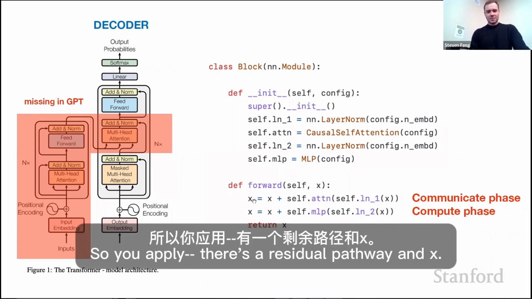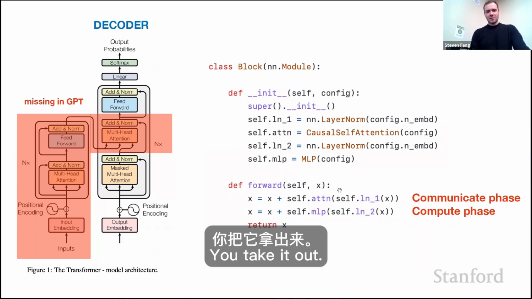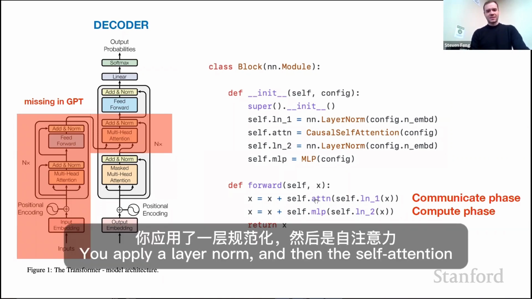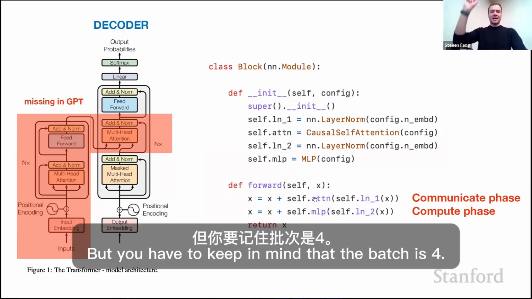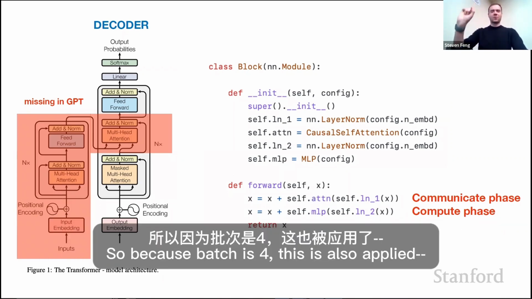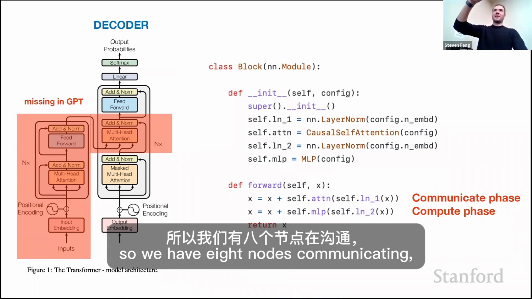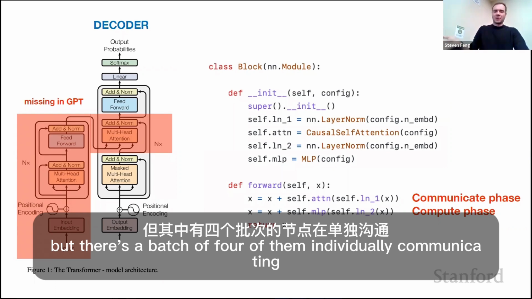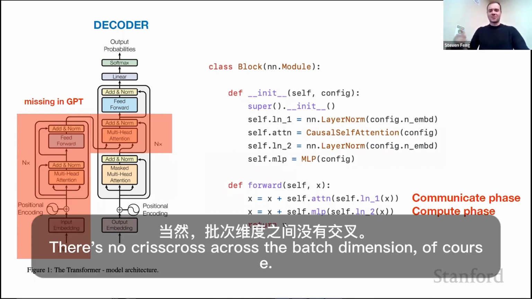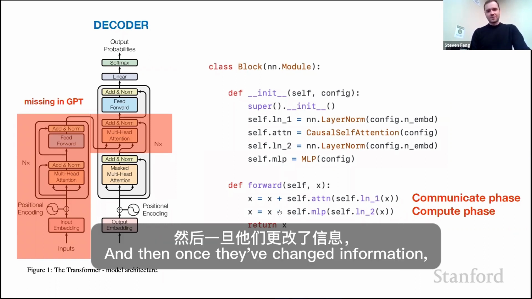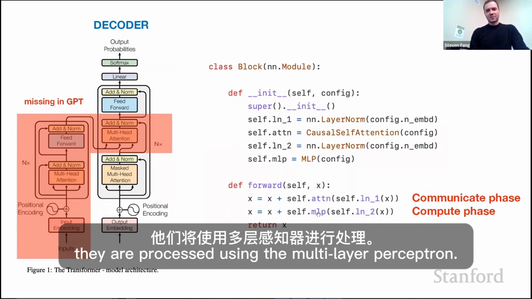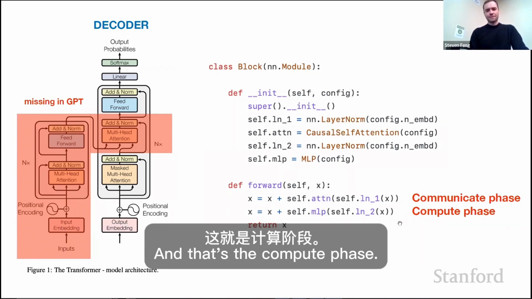So there's a residual pathway in X. You take it out, you apply a layer norm, and then the self-attention, so that these 8 nodes communicate. But you have to keep in mind that the batch is 4. So we have 8 nodes communicating, but there's a batch of 4 of them, all individually communicating among those 8 nodes. There's no crisscross across the batch dimension, of course. There's no batch norm layers anywhere, luckily. And then once they've exchanged information, they are processed using the multi-layer perceptron, and that's the compute phase.